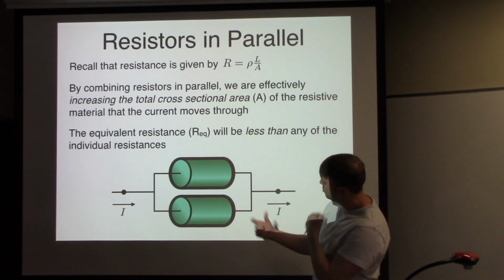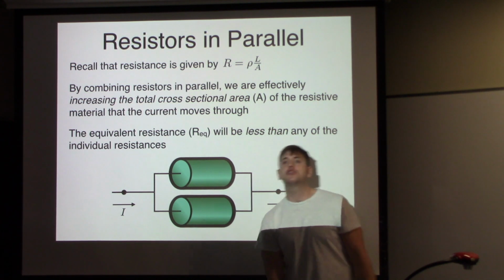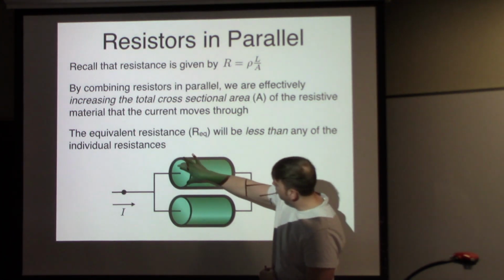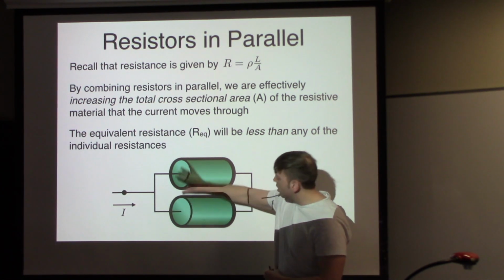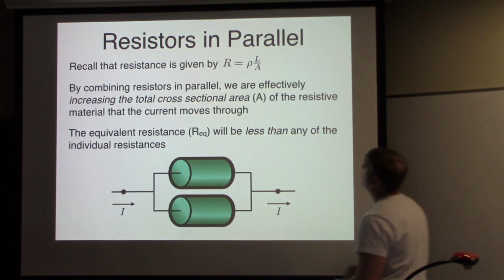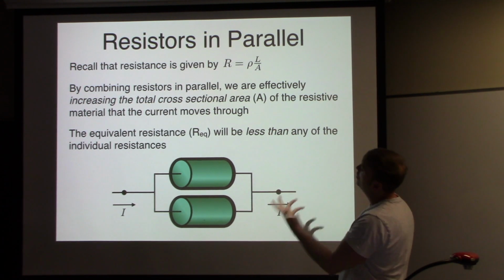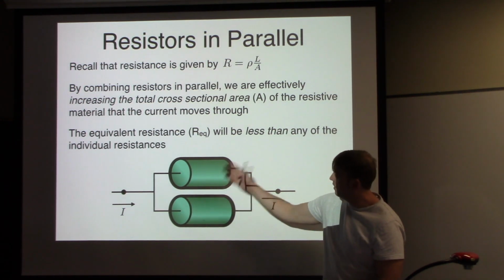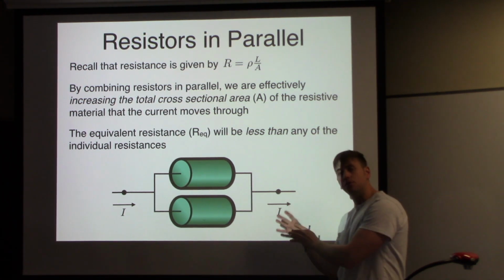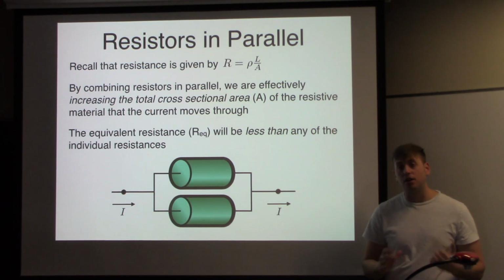We're not really changing the length. What we are changing is effectively the total cross-sectional area that the current has to move through. Let's say this area is the same as this one. It's double the area that the current has to move through when we have two of these. If I increase A, I'm decreasing the resistance. So the equivalent resistance of anything wired like this in parallel is going to be less than any of the individual values. We get less resistance when we wire things in parallel like this.